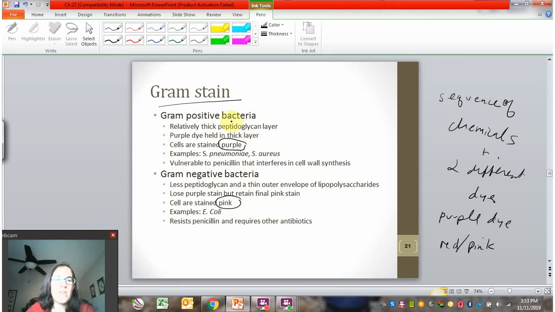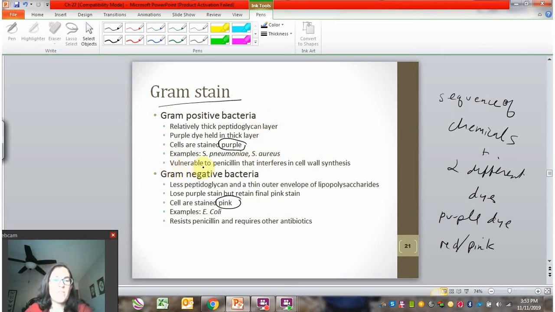The reason for this is that the gram-positive bacteria have a really thick peptidoglycan layer. And so that thick peptidoglycan layer will hold on to the purple dye, and they will appear purple. There are lots of examples of gram-positive bacteria, such as Staphylococcus aureus and Streptococcus pneumoniae, both examples of disease-causing ones.